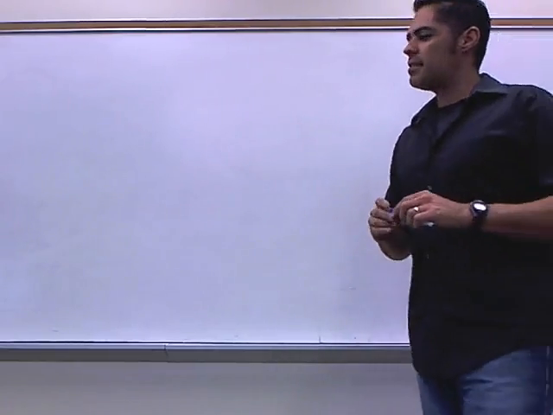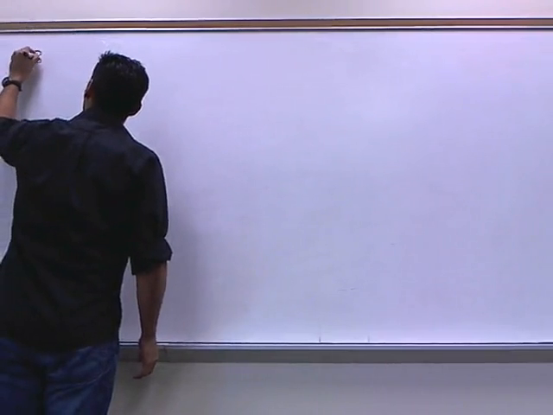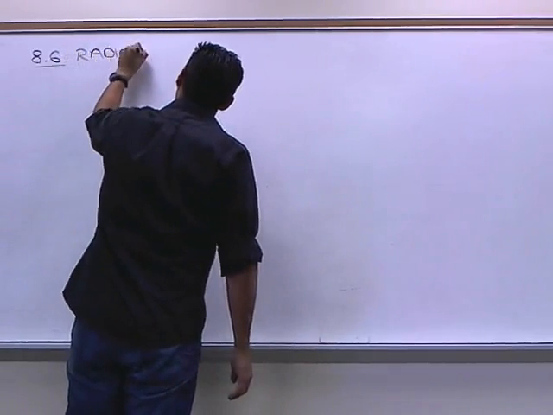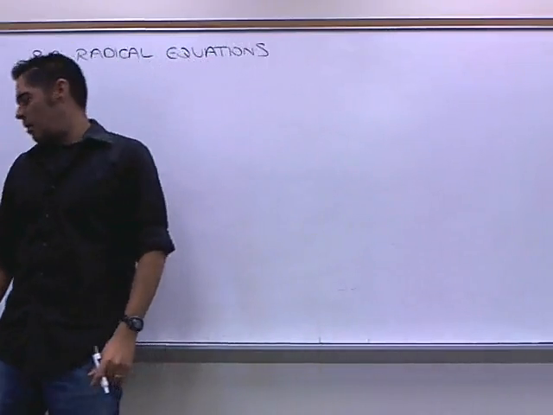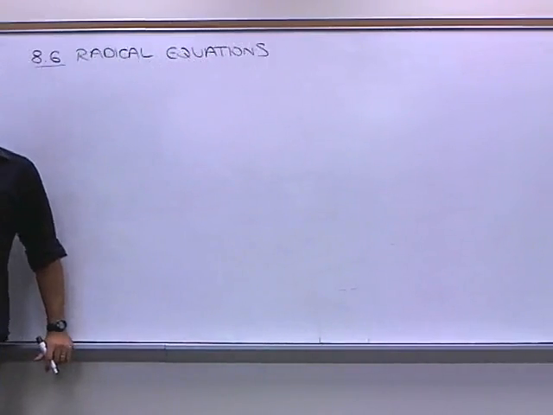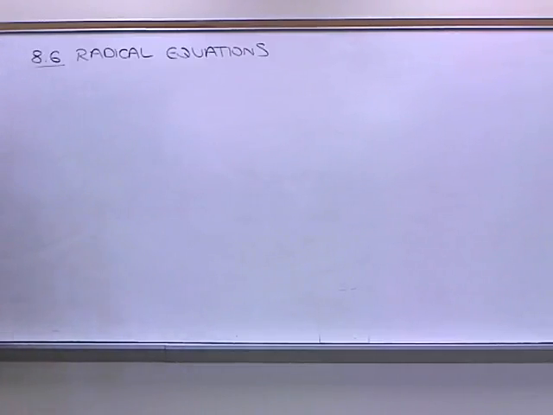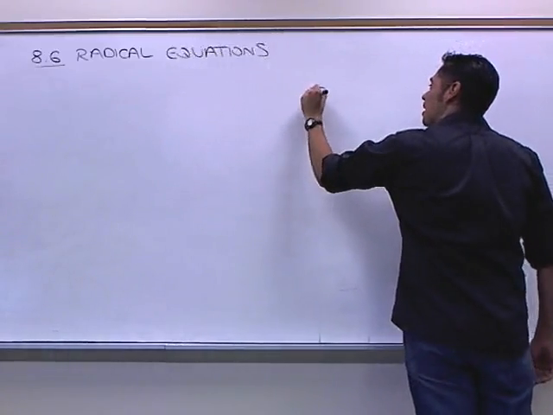So 8.6, I think you're going to enjoy it. Well, I don't know if enjoy is the word, but I think you're going to appreciate the fact that it's not a whole lot different than things we've done already. So 8.6 is called radical equations. Radical equations. These are like really cool equations, right? Really, really cool. Easy cool. They're just radical.